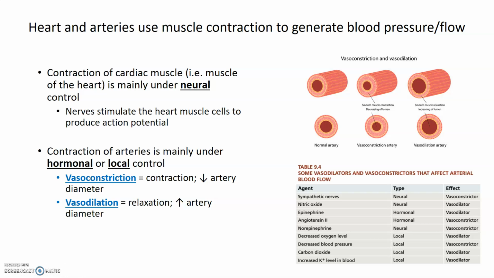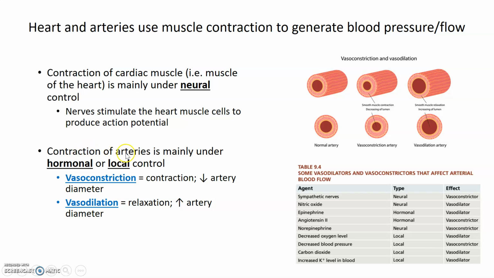As I mentioned on the previous slide, both the heart and the arteries make use of muscle contraction, whether it's cardiac muscle in the heart or smooth muscle in the blood vessels, to generate blood pressure and to generate the flow of blood to tissues. In terms of the heart, contraction of the cardiac muscle, or heart muscle, is mainly under neural control. There are nerves that stimulate the heart muscle cells to produce an action potential, and that generates contraction of the cardiac muscle, and the heart will pump, generating blood flow to the tissues that need it.